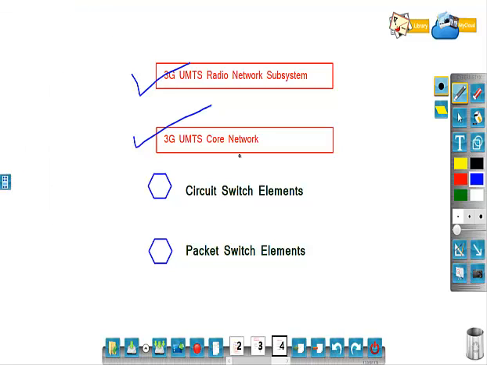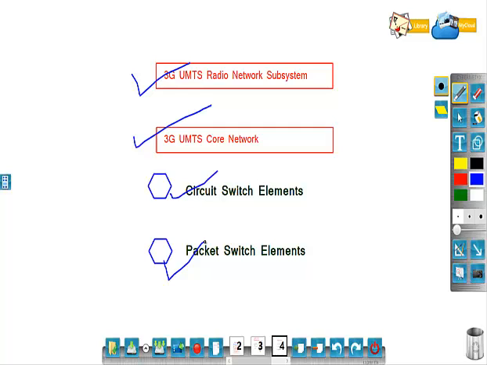So what is this 3G UMTS core network? The 3G UMTS core network architecture is a migration of that used for GSM, with further elements overlaid to enable the additional functionality demanded by UMTS. In view of the different ways in which the data may be carried, the UMTS core network may be split into two different areas. The first is circuit switching elements and the second is packet switching elements.